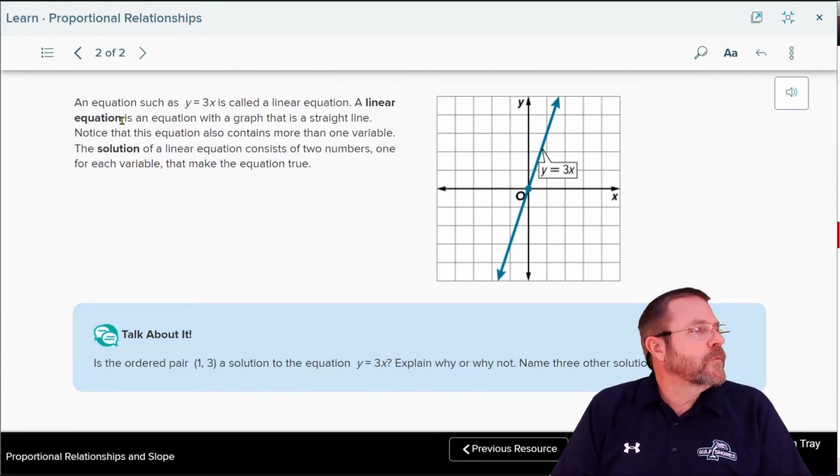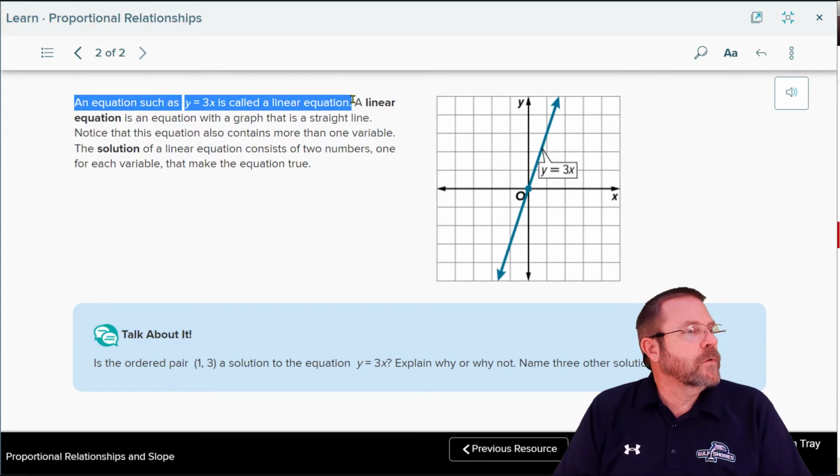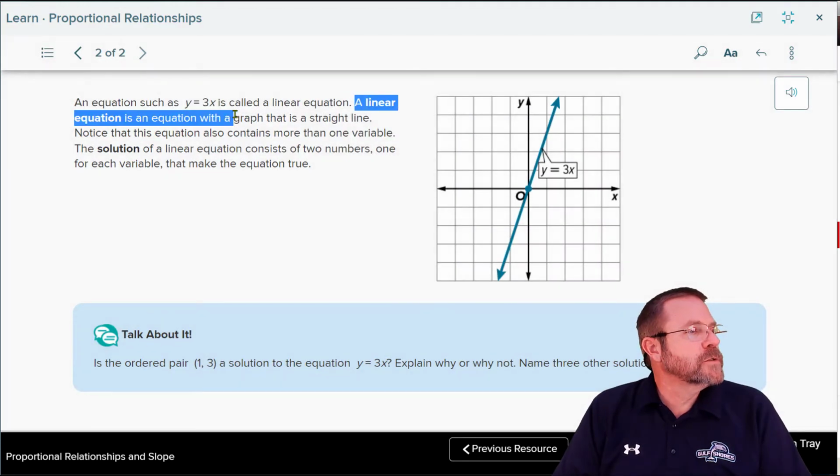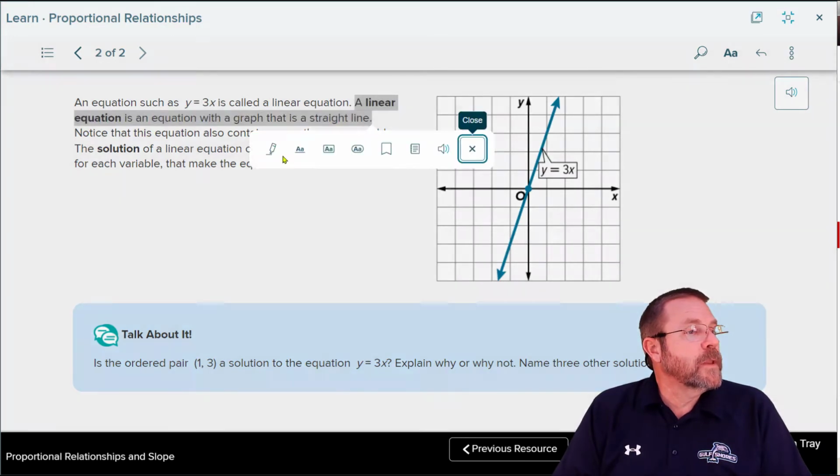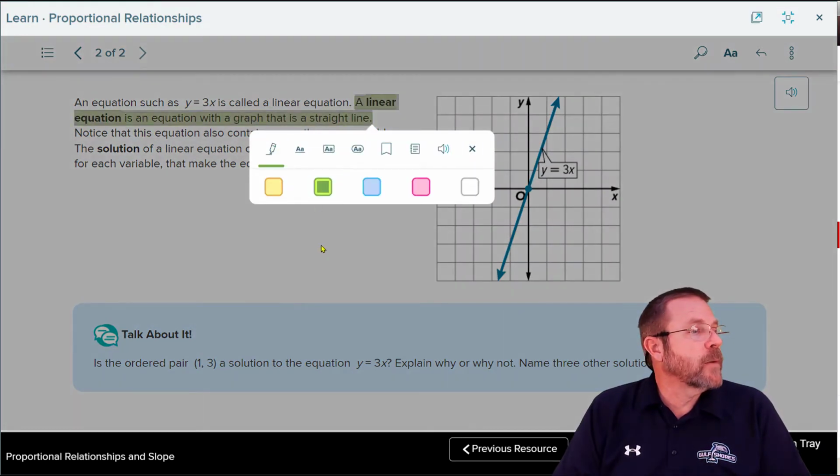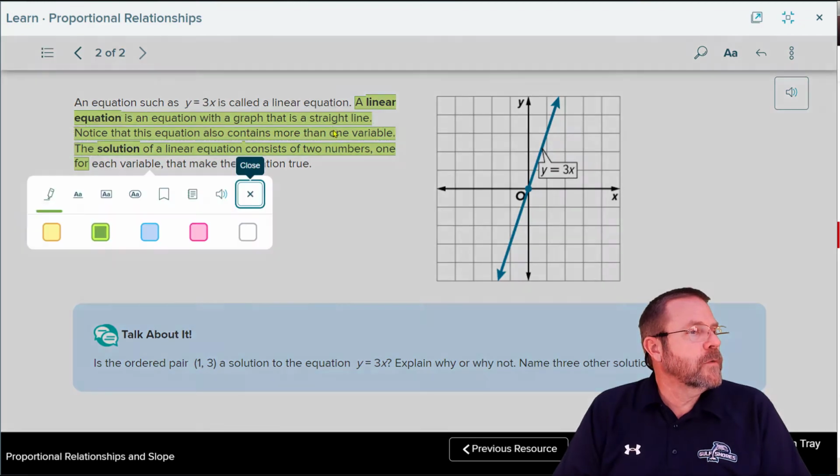Picking up a few more definitions here, an equation such as y equals 3x is called a linear equation, and a linear equation is defined as an equation with a graph that is going to be a straight line. Another vocab word. Notice, whoops, didn't mean to cover all that stuff.